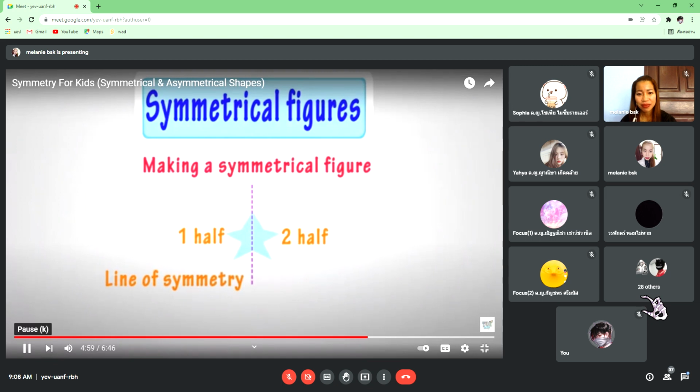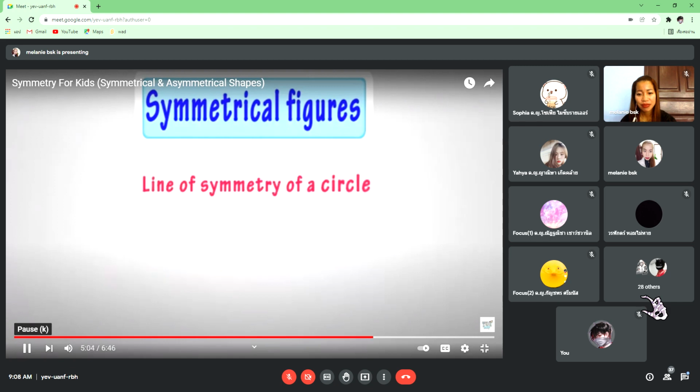Now, let's learn about the line of symmetry of a circle. Here we have a circle. Is it a symmetrical figure? Is it? Yes or no? Let's find out.